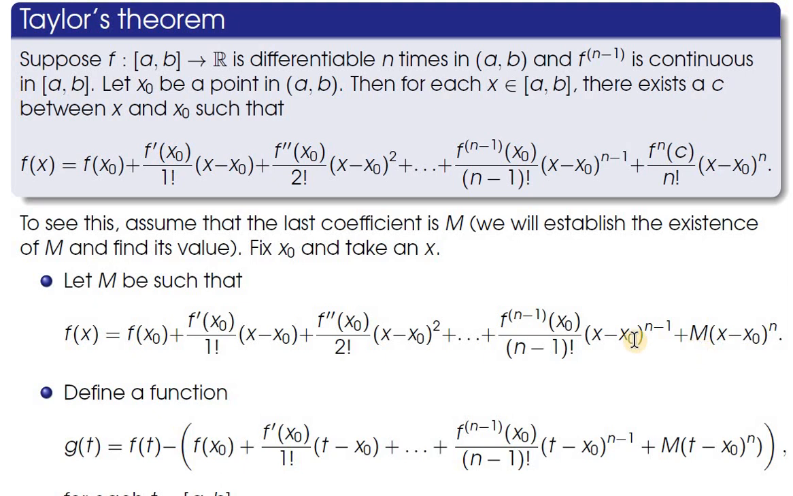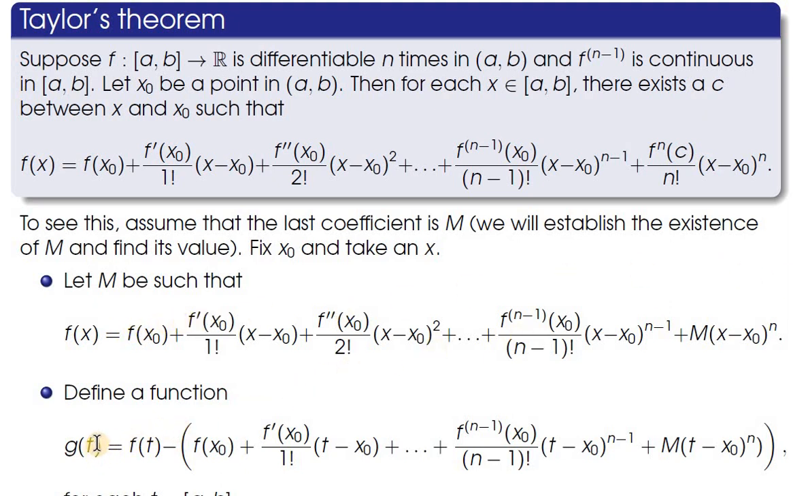m will be a number depending on x, and you know that one real number can be made into another real number by adding this type of a term with the m value varying. We will fix what that m is. Now the next step is to define a function such that it vanishes when f of x is equal to the right side.